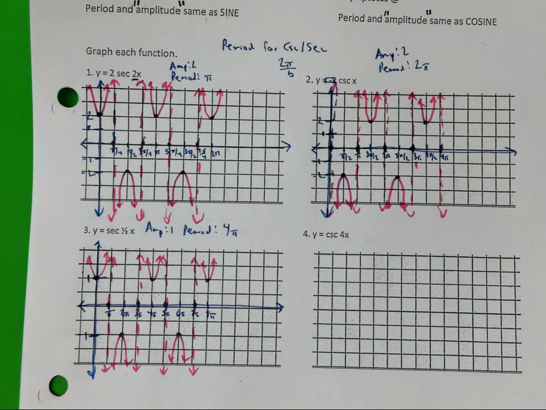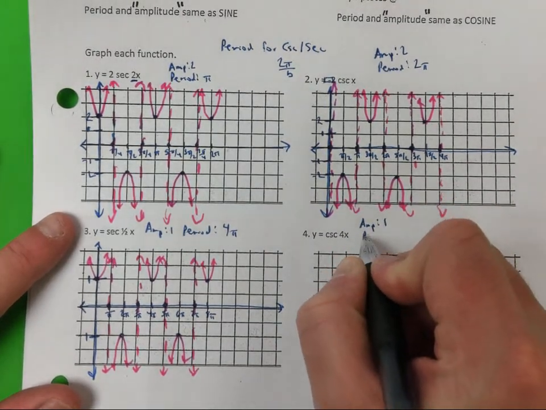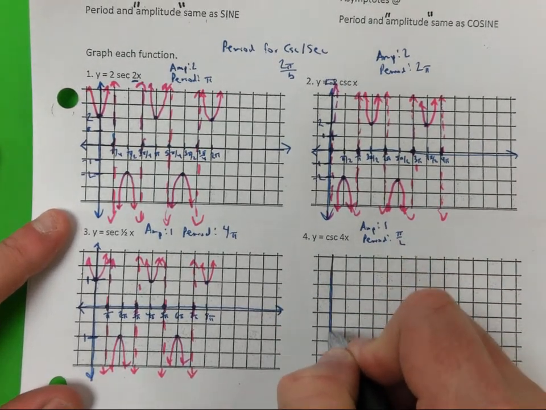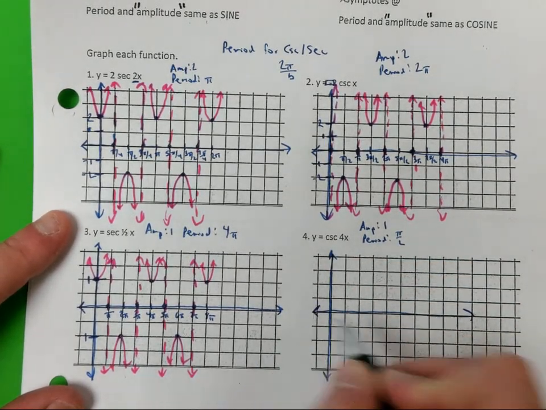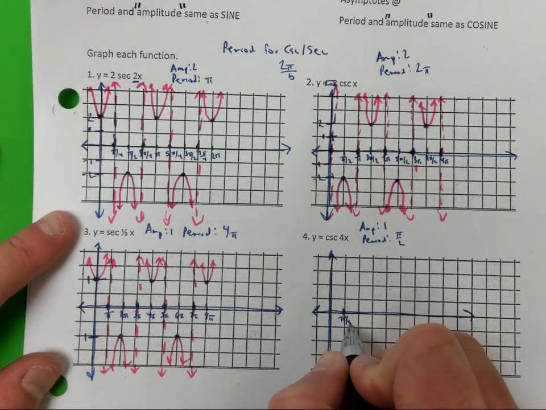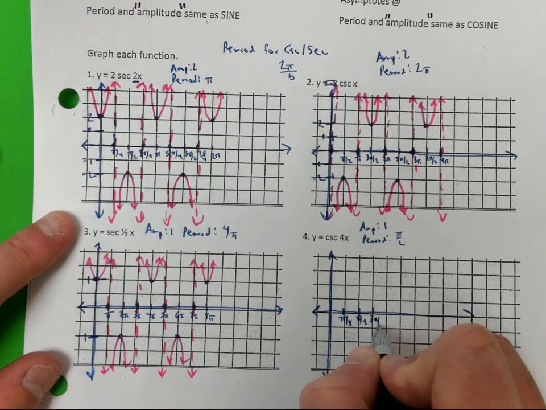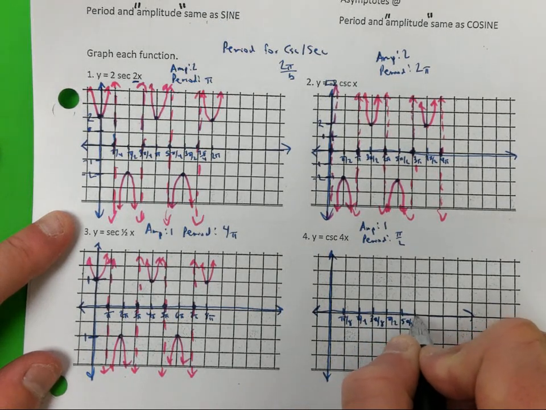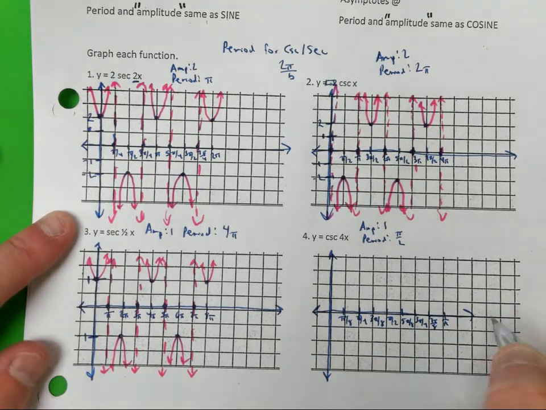Number 4, y equals cosecant 4x. My amplitude is 1. My period is 2 pi divided by 4, which is pi over 2. Take pi over 2 divided by 4, it needs to be pi over 8, so I'll start with pi over 8 and go from there. 1 pi over 8. 2 pi over 8 is pi over 4. 3 pi over 8. 4 pi over 8 is pi over 2. 5 pi over 8. 6 pi over 8 is 3 pi over 4. 7 pi over 8, and then pi.